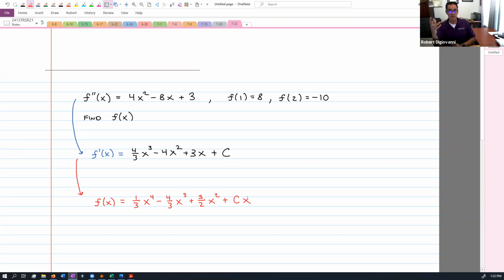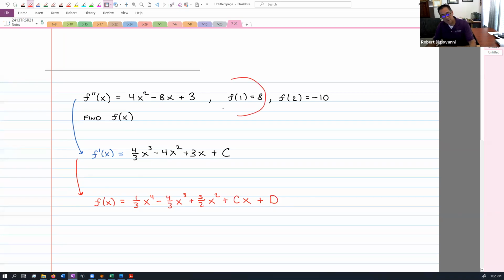But then we still have the constant for the family, right? So I need to add to this, not C, but D. You see that? Does everybody see that? So it looks like we're in trouble here because we've got the original function f of x, but there's two things we don't know, C and D.